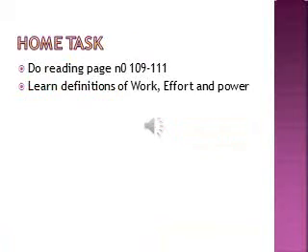Students, now your lecture is complete. There is your home task. Do reading page number 109 to 111 and learn definition of effort, work and power.